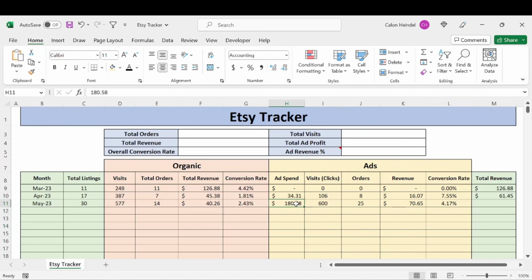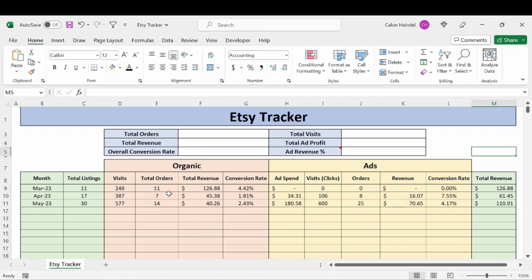All right, so going back to the stats here, we can then see with my ad spend, I spent $180 on ads, which resulted in 600 visits or clicks, which then resulted in 25 orders and $70 in revenue, which is a 4.17% conversion rate. So if you're doing the math, I spent more on ads than I made by almost $110. And that resulted in a total of $110 in revenue for the entire month.